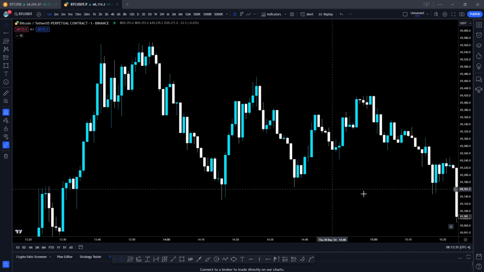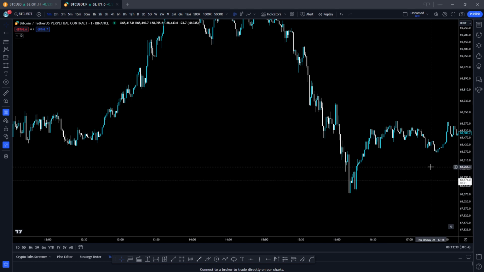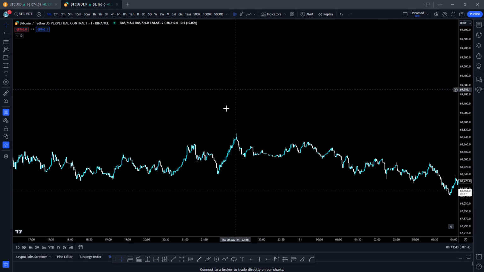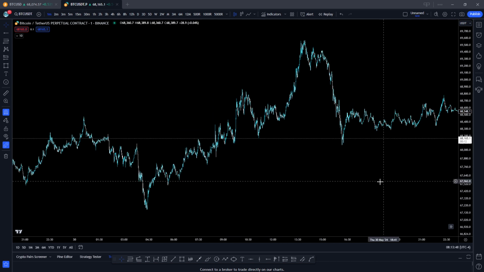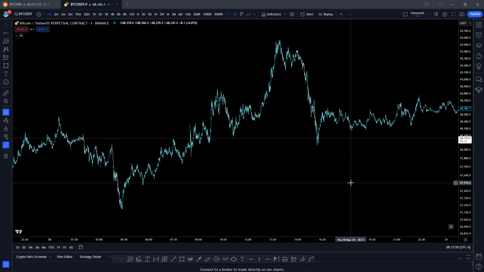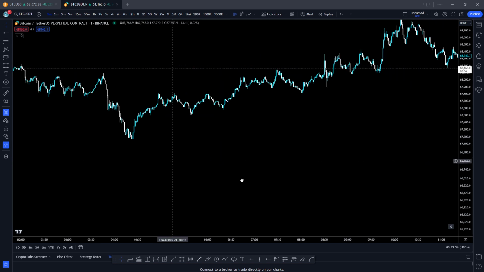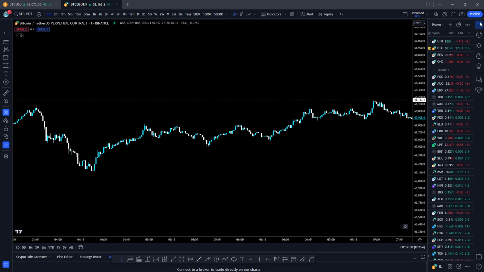So that's just a little bit on market structure shifts. I will put out more videos regarding this and really just be going over this in Discord and whatnot. We can find the market structure shifts. The bullish market structure shift is the exact same thing, except in a bullish manner.